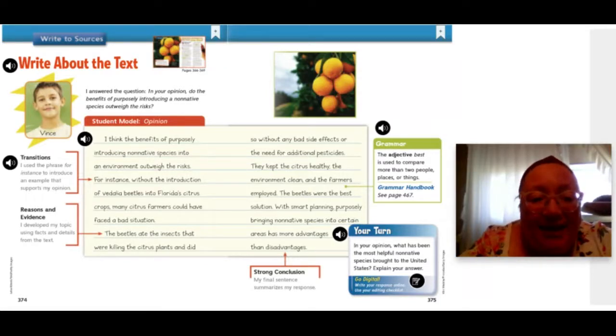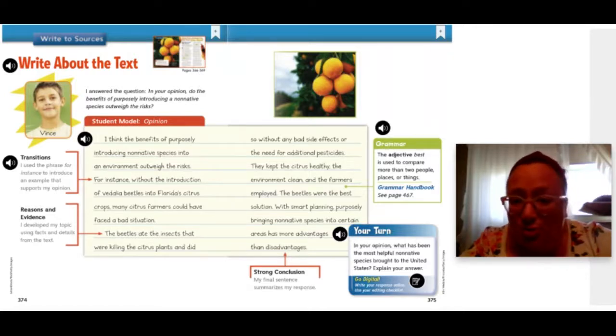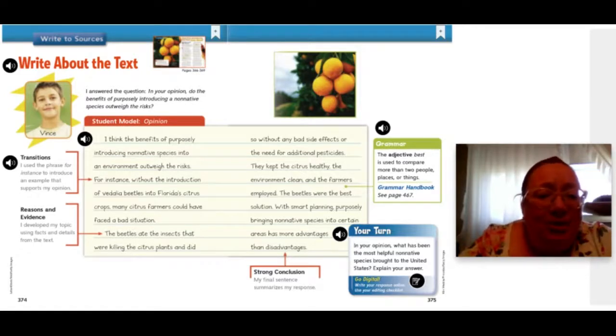All right, so let's look at Vince's writing. It says, I answered the question, in your opinion, do the benefits of purposefully introducing a non-native species outweigh the risks? I want you to think for a minute. Think about after you've read this selection, you've read both the pros and the cons. I want you to think about it. What do you think would be the benefits of purposefully introducing a non-native species, and how does that outweigh the risks?